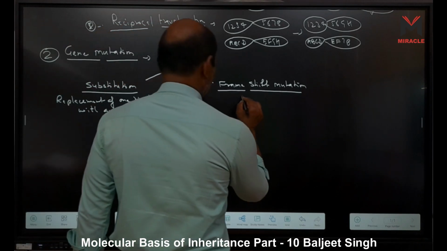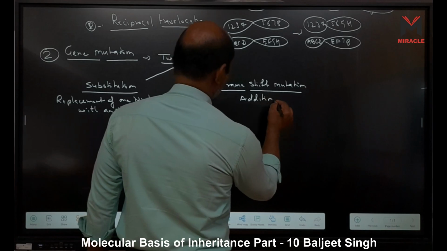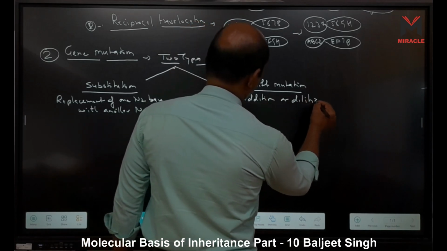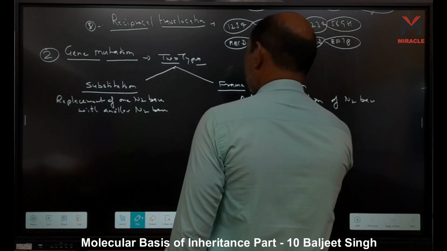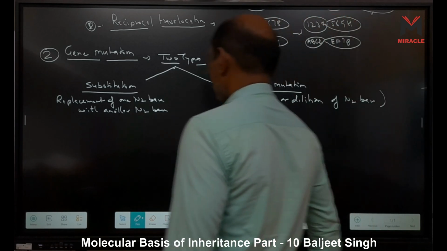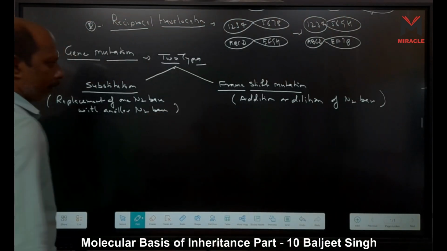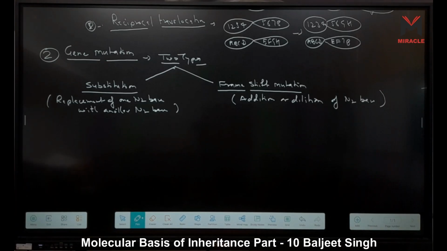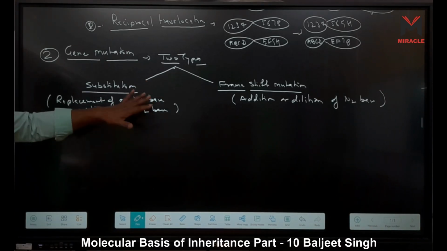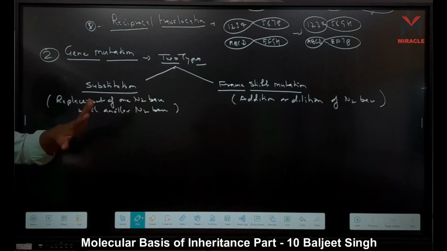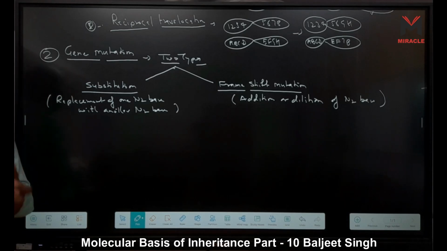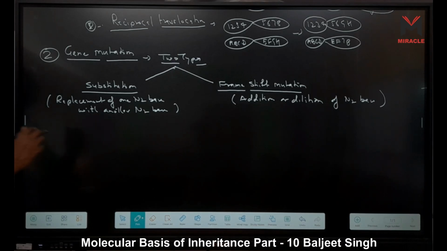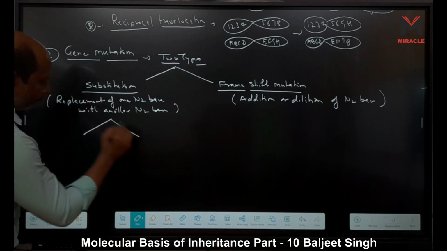And frame shift means addition or deletion of nitrogen bases, either one or more than one. Now in substitution, because the nitrogen base is replaced, no deletion and no addition is there. When it is replaced, the sequence is changed, which means only one amino acid is changed. It is also of two types.